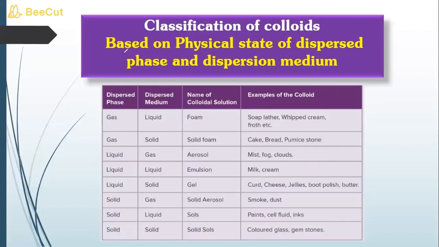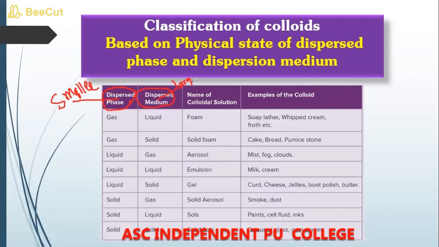Students, let us study the classification of colloids. There are various classifications for colloids. The first one is based on the physical state of a dispersed phase and a dispersion medium. Before we try understanding this, please be very clear with these two terms. Dispersed phase is like a solute present in smaller quantity, whereas dispersion medium is like a solvent which is present in larger quantity.